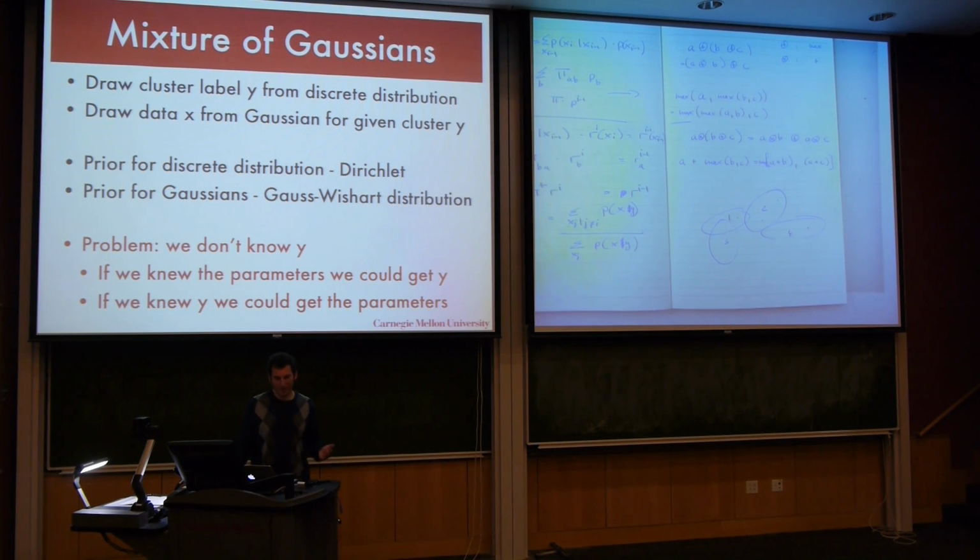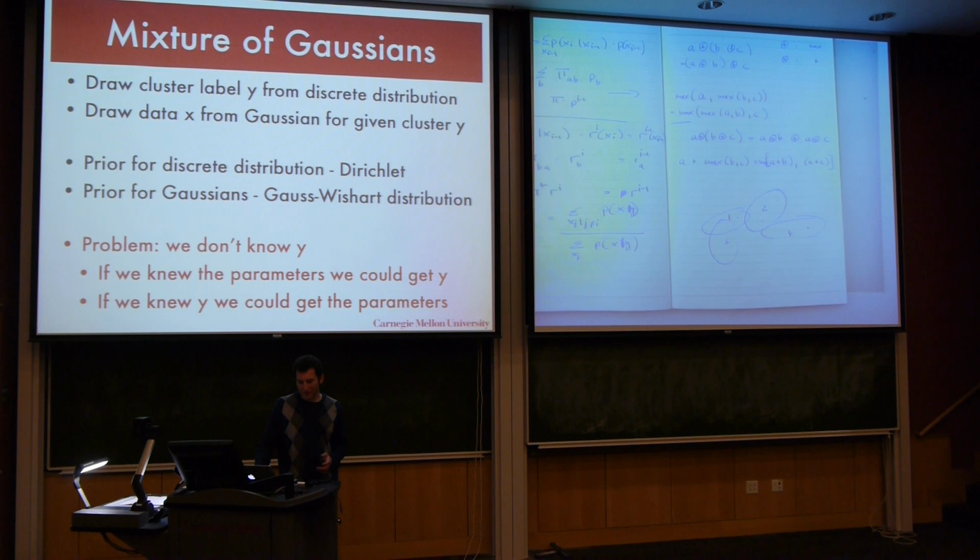And so the idea is basically you draw the cluster label from the discrete distribution, you draw the data from a Gaussian, and if we have a discrete distribution, a good prior would be a Dirichlet. That's like the Laplace smoothing that you would use for words. And for the Gaussians, it's the Gauss-Wishart that we already did before, where you add something to the mean, you add something to the variance, everything's good.